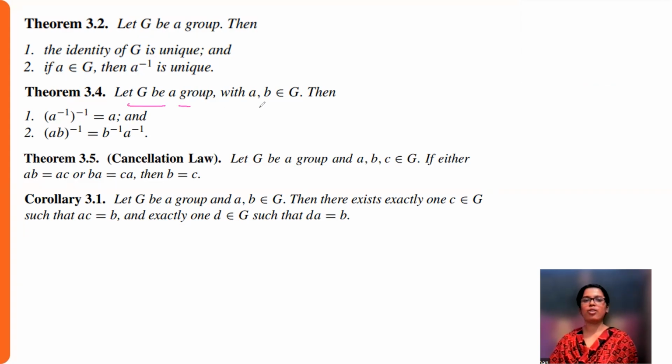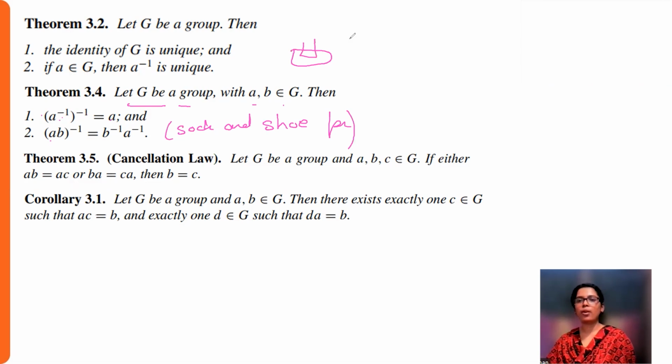Now suppose G is a group and A and B are two elements in our group G. If you want to find the inverse of AB, the inverse of the inverse of A will give us A. And this property is also known as the sock and shoe property. Let me write it in this way. That means what? When we are wearing socks and shoes, we first wear socks and then we wear shoes, right? But when we are taking them off, we first take off the shoes and then we take off the socks, right? In a similar way, if we want to find the inverse of AB, the B comes first: what is last comes first, and what is first comes last, okay?